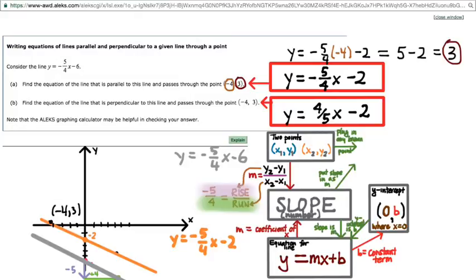So how about that second equation? The one which is perpendicular to the original line and which passes through the point negative 4, 3. Let me sketch that in. I got to find a new color for myself here. So y equals positive 4/5 x minus 2. If I graph that, I'm again going to start at the y-intercept, which again is negative 2. And then from there, now my slope is positive 4/5.